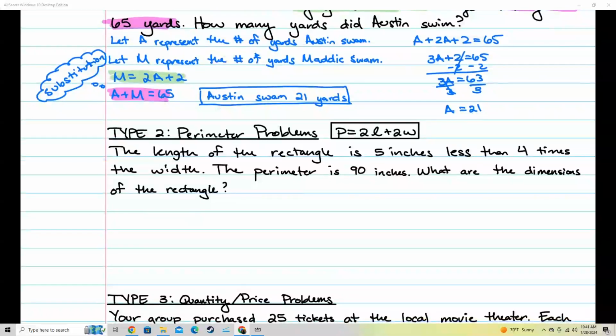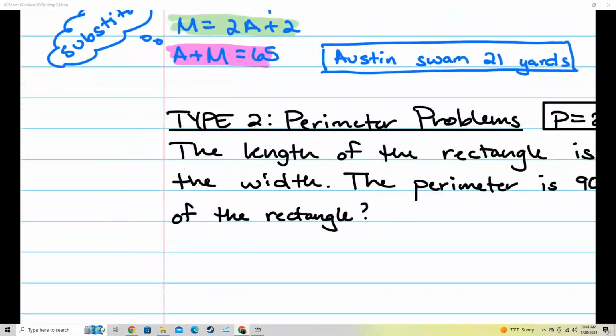Problem number 2 is a perimeter problem. They gave you the formula P equals 2L plus 2W. That is super important. So let me go ahead and write over here on the side, just talk about a perimeter. A perimeter means the distance around a particular figure.